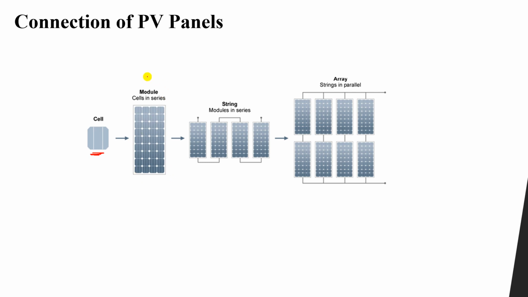Okay, then we take this module or this PV panel, connect them in series, as you can see, in series. Let's say this positive, negative, then this positive, negative, positive, negative. So we will increase the total voltage. Now each string, like this one string here, connected in parallel with another string, connected in parallel with another one, we will have a large array. Okay, so the module is formed of cells, the string is formed of modules in series or panels in series, and the array is formed of strings in parallel.